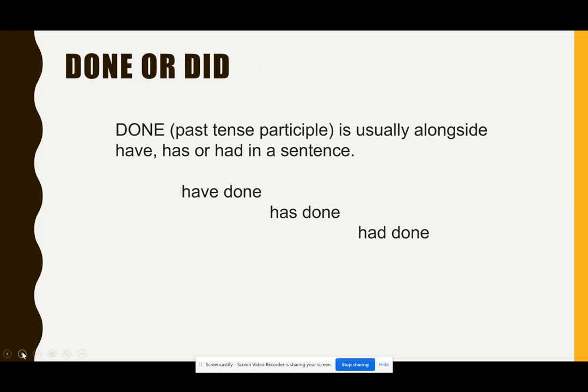Okay, how do we know when to use done or did? Done is another past tense participle, and it is also usually alongside the words have, has, or had. So if you need to know whether to use done or did, look to see if it has the word have, has, or had in it. Have done, has done, had done. I have done my homework. He has done his homework. We had done our homework.